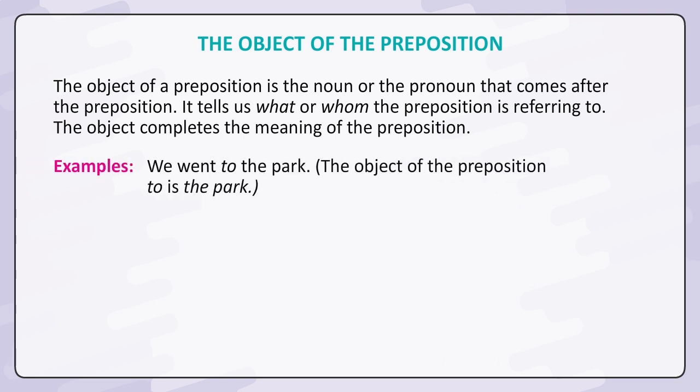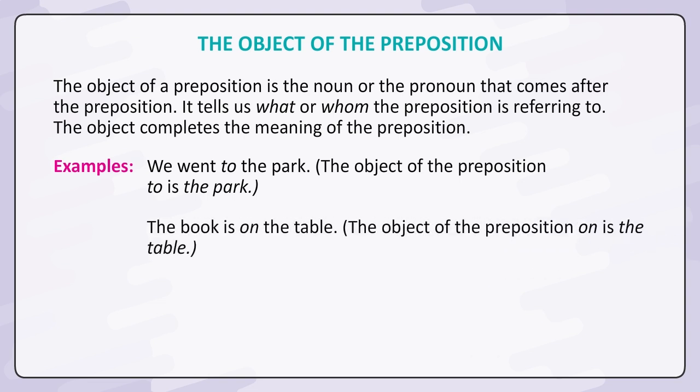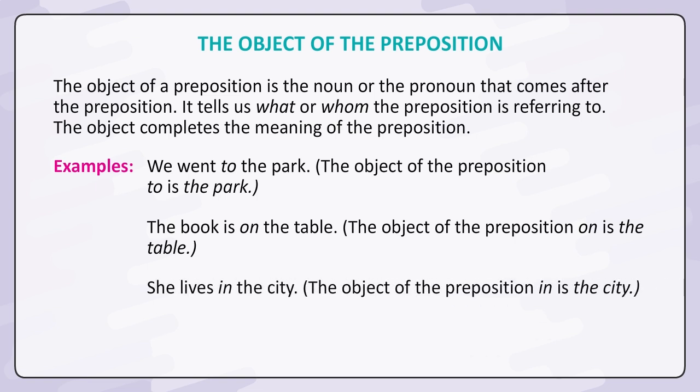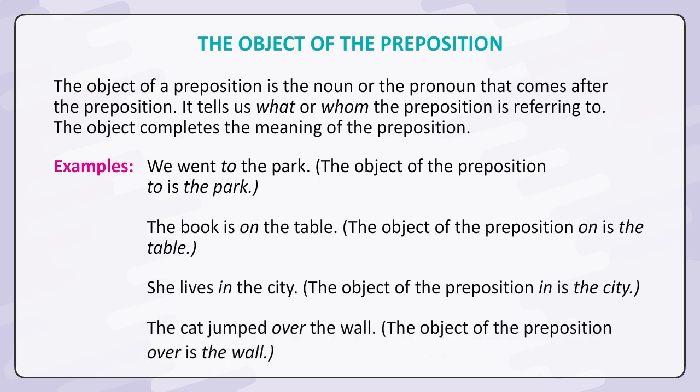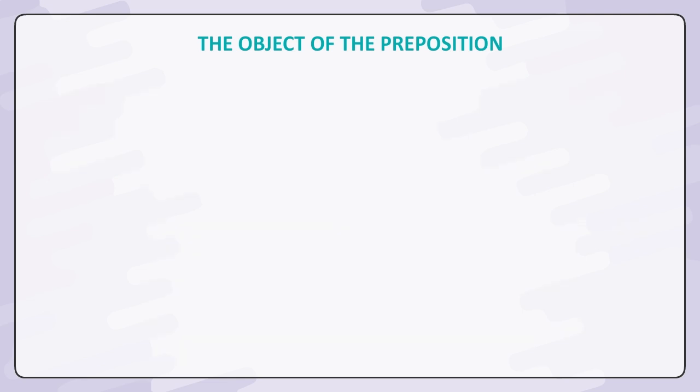Examples. We went to the park. The object of the preposition "to" is "the park." The book is on the table. The object of the preposition "on" is "the table." She lives in the city. The object of the preposition "in" is "the city." The cat jumped over the wall. The object of the preposition "over" is "the wall."